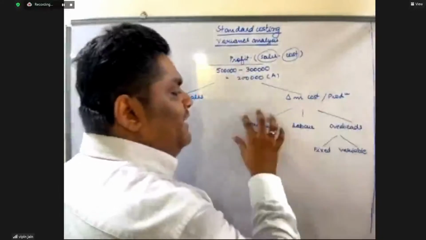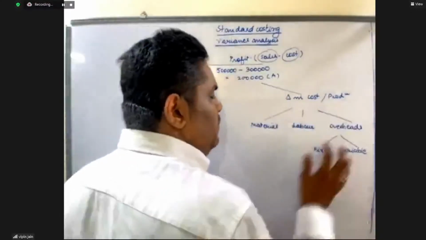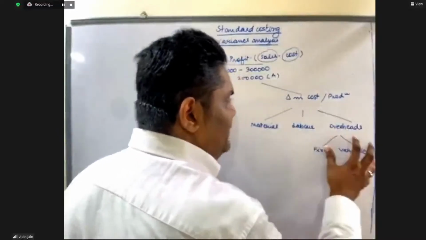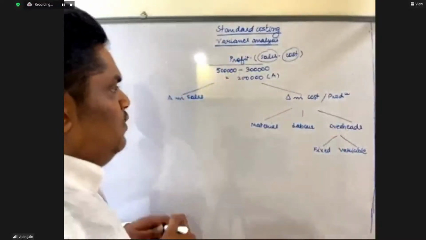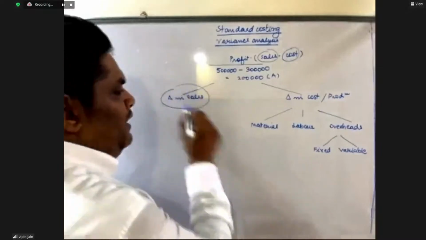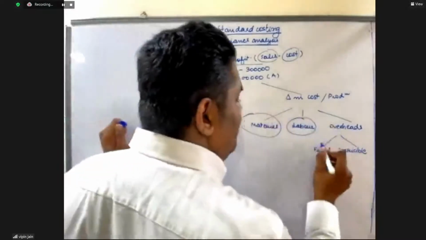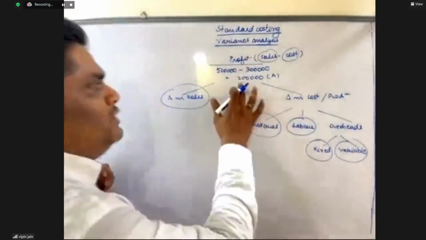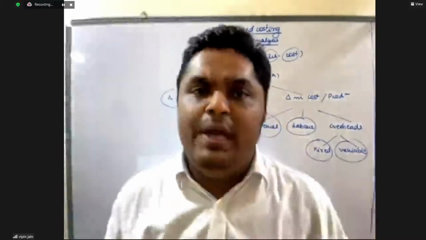These are the three major elements of cost, that is material, labor, and overhead. Further, overhead can be classified into two parts, that is fixed and variable. So it means 1, 2, 3, 4, and 5. These are the 5 factors that are responsible for this deviation of rupees 2 lakh.